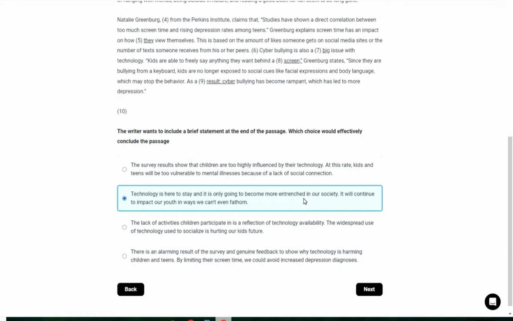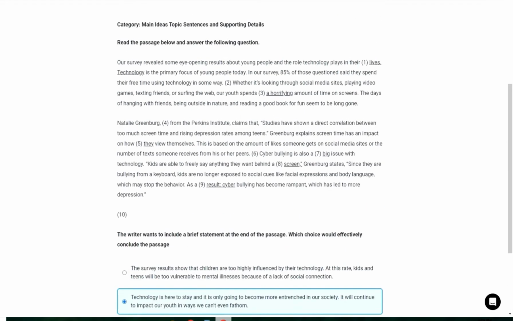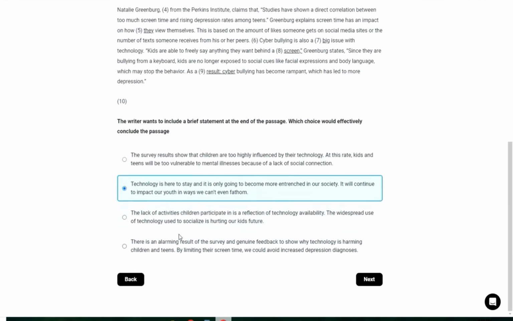But we'll check C. It says the lack of activities children participate in is a reflection of technology availability. Well, up here in our survey, it says that they use technology in some way, and that doesn't necessarily always have to be in a negative sense. And then it says the widespread use of technology used to socialize is hurting our kids' future. And that might be true. Both of these statements might be true, but it's asking for what would effectively conclude the passage. And when we effectively conclude a passage, we're looking to come up with unique thoughts that help bundle all of our ideas together. And that's going to be the correct answer, B, because it comes together and brings everything.